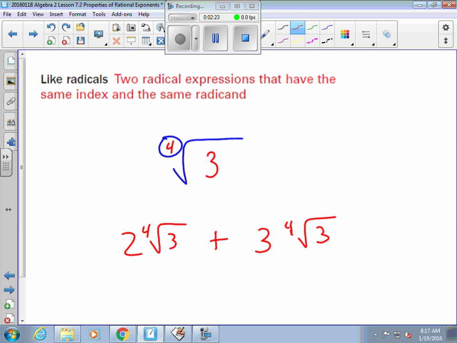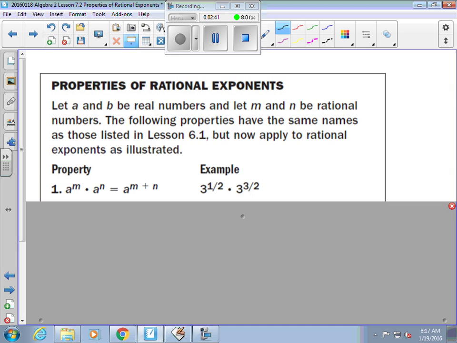Just like 2x plus 3x, you can put that together and get 5x. You can put these two together and get 5 times the fourth root of 3. Same thing. Treat them just like variables. They've got to be the same radicand, same index. This next part's relatively easy. It says let a and b be real numbers, m and n be rational numbers. So numbers that repeat and numbers that stop.